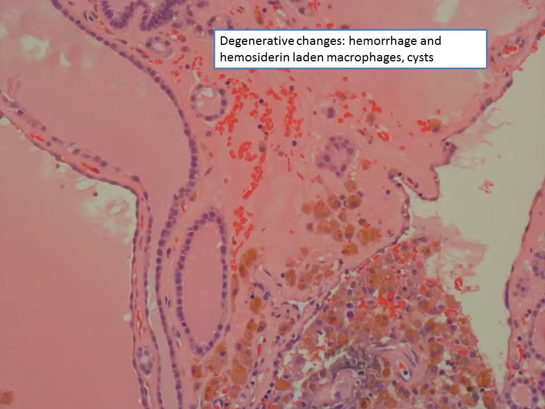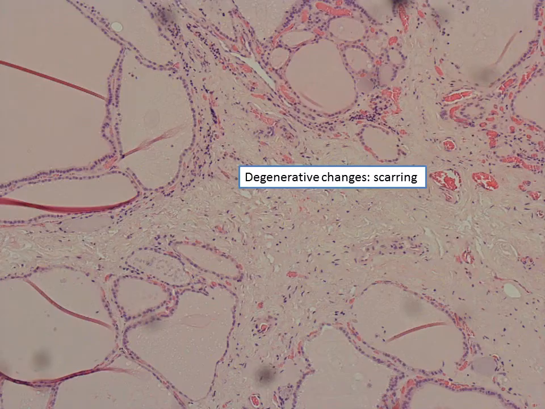There are many degenerative changes associated with Graves' disease, such as hemorrhage, like you can see here with the hemosiderin-laden macrophages, and usually cystic dilatation. Also, scarring is very common, and it's not uncommon to find papillary projections of the thyroid follicles, especially in patients that receive treatment with PTU.